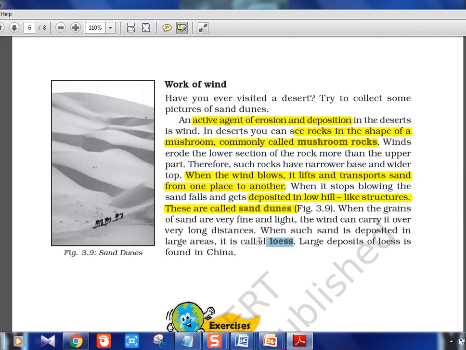So one more term, loess. In the last chapter, we learned about loo, L-O-O, which is the hot and dry wind blowing in the daytime. But what is loess? Loess is nothing but a sand deposit. Grains of sand are very fine and light. The wind carries them over long distances, and when such sand is deposited over a large area, it is called loess. So that's all, loess.